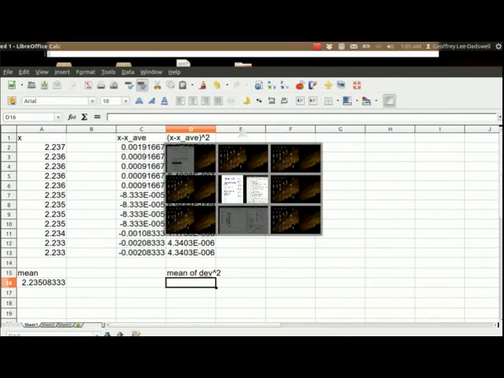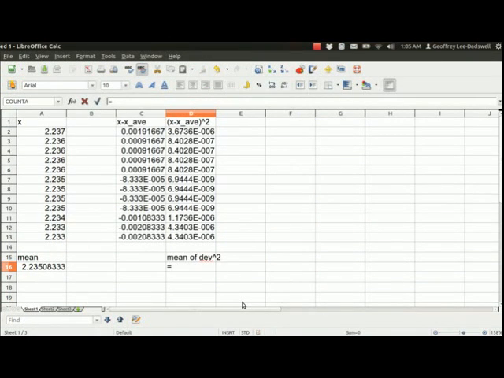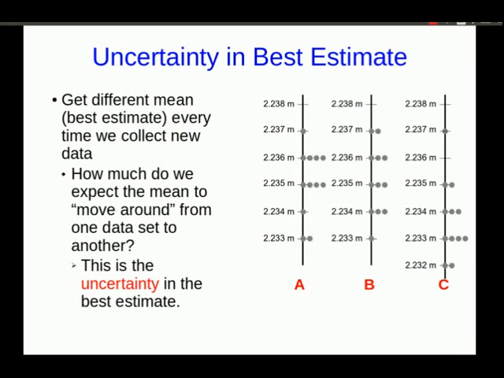So now I'm going to do what the formula says. I'm going to take that and divide it by n minus 1. So I'm going to take the sum of all those squared deviations, and I'm going to divide them by, and I happen to know that this is 12 data points, so I'll divide by 11. And so finally, I'll get my standard deviation. It's going to just be the square root of that. And I'm done. 0.00124. We're ready to talk about the uncertainty in our best estimate.